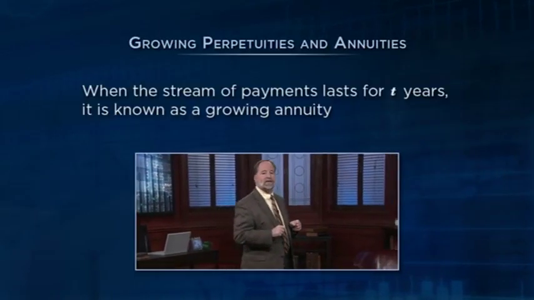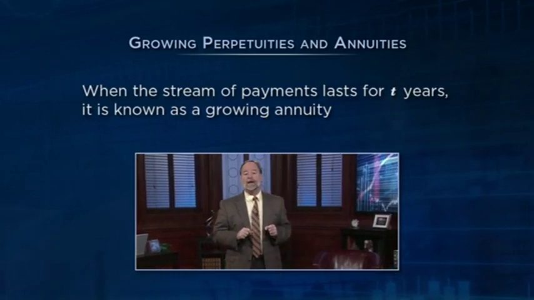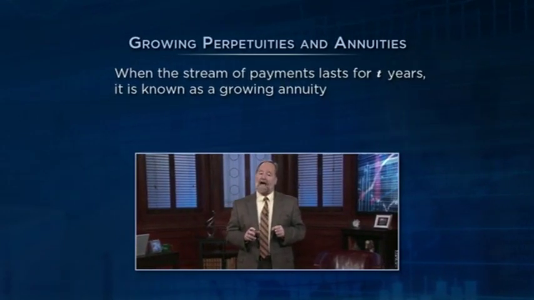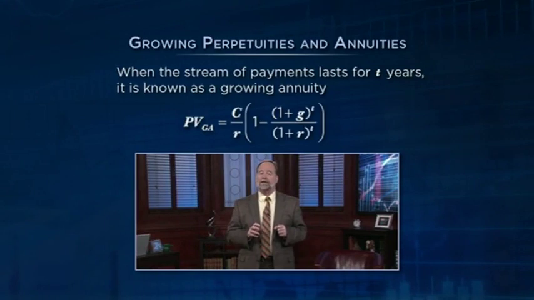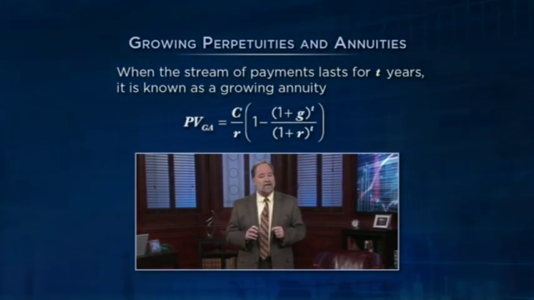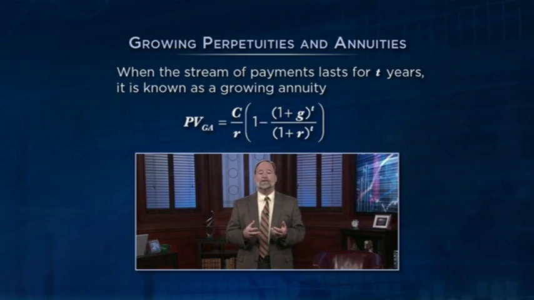When the stream of payments lasts for T years, it is known as a growing annuity. The formula for that is C over R minus G, all of that multiplied by 1 minus 1 plus G raised to the T, all of that divided by 1 plus R raised to the T. Like the annuity, a growing annuity is just the difference between the values of two growing perpetuities.